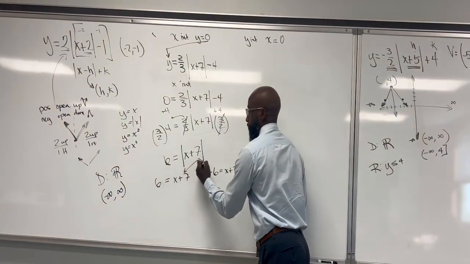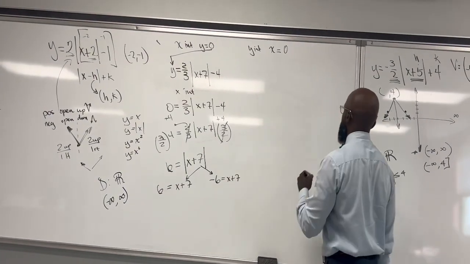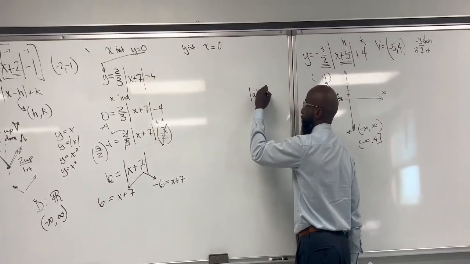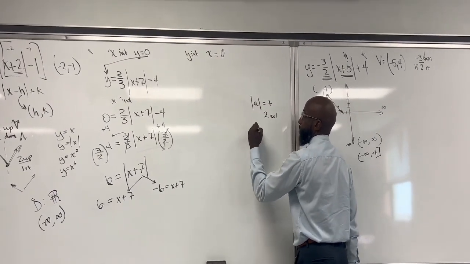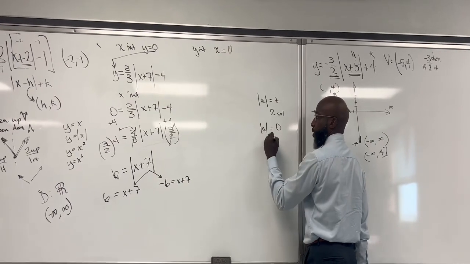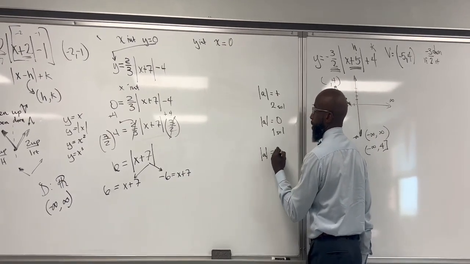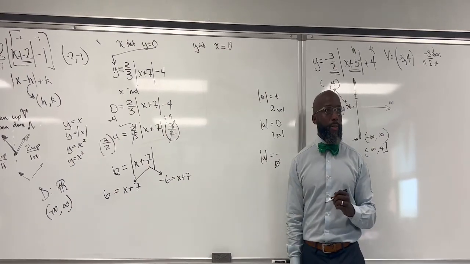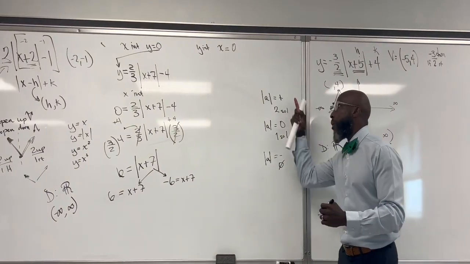Yeah. So remember, let's think about it. When the absolute value equals a positive number, you get 2 solutions. When the absolute value equals 0, you get 1 solution. And when the absolute value equals a negative number, you get no solutions. Y'all remember that? I'm forcing you to remember this.